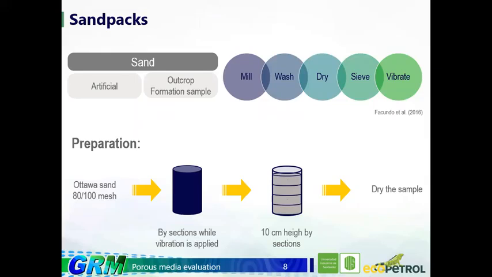About Sandpacks, the design could be obtained in two ways principally: the artificial way, or from outcrops or formation samples from cores. Once the sand was obtained, it had to go through processes, for example milling, washing, and drying, then it was sieved and vibrated inside the core holder to make the Sandpack.